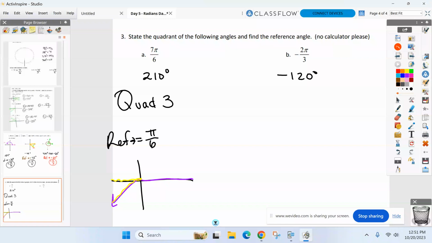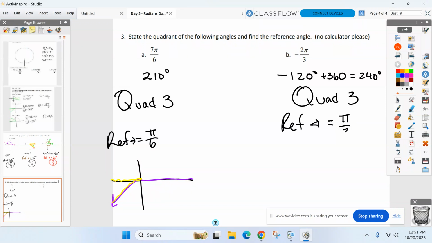All right, let's find the quadrant. You could go clockwise 120, and I know most of you could probably do that, but I'm always a big add 360 guy. So that's 240. That makes me feel a little bit more warm inside. Where's 240? Quad 3. And the reference angle for 240? Pi over 3, 60 degrees.